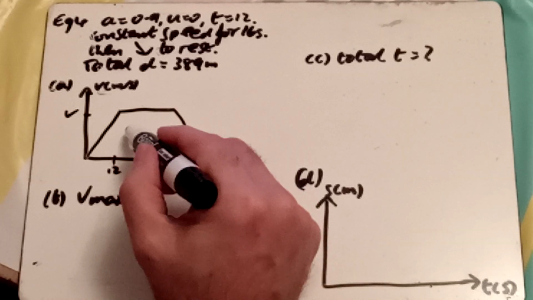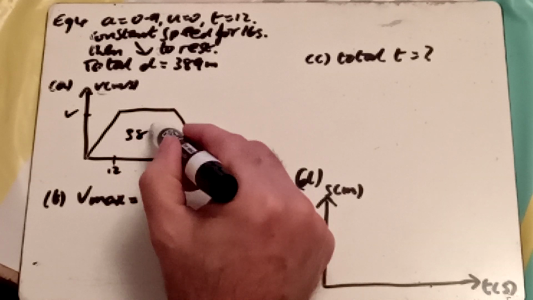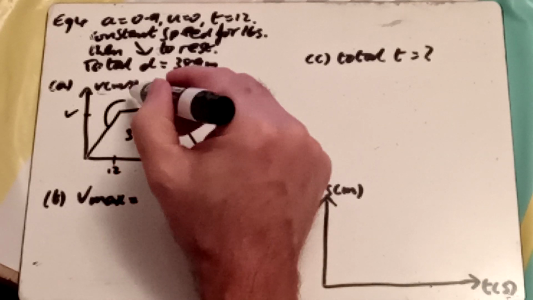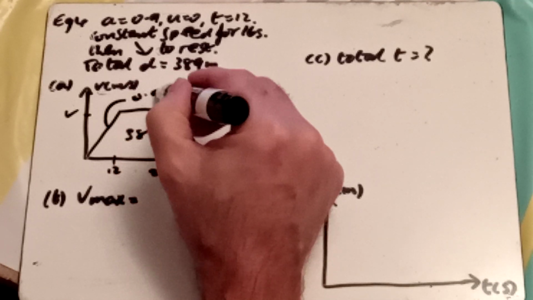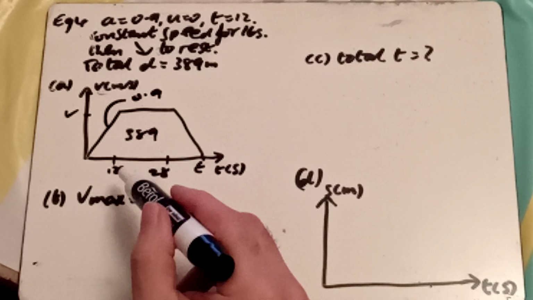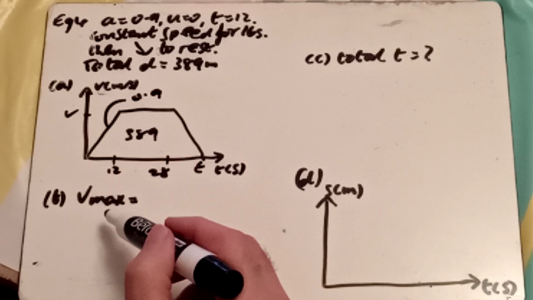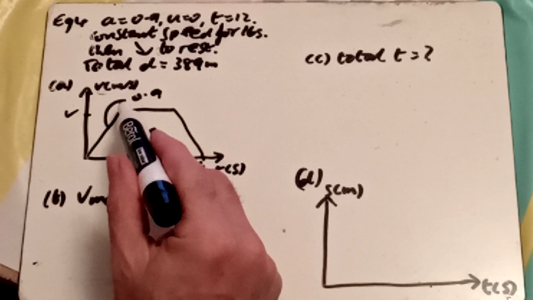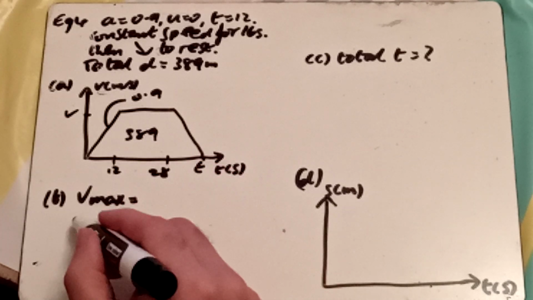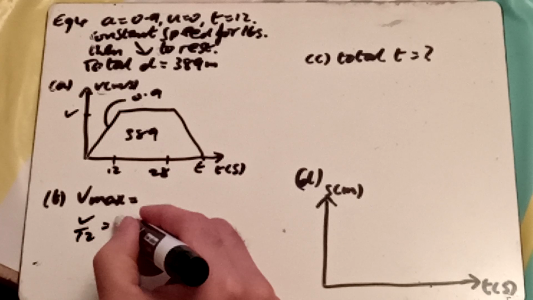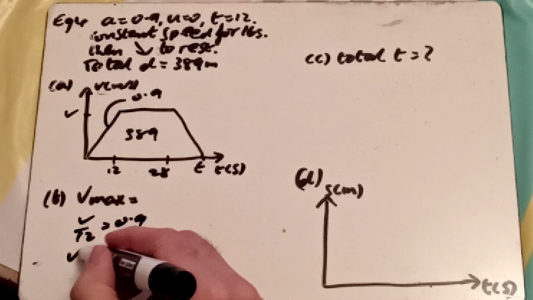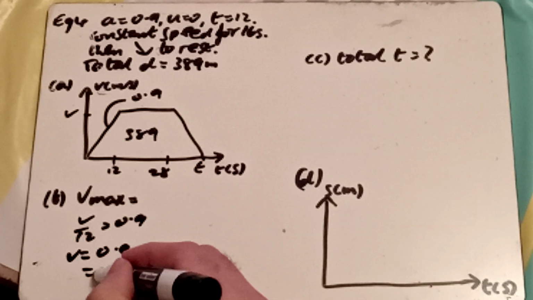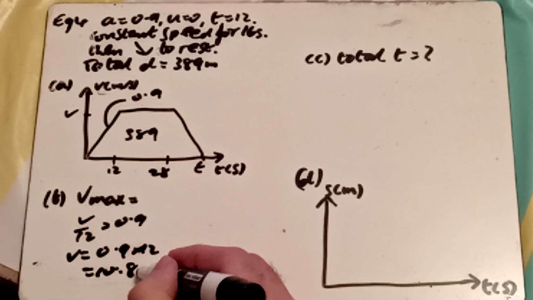I know that the total distance underneath is 389. I know that the acceleration as a gradient is 0.9, and so I can use that to find the maximum velocity, because the acceleration is simply the change of velocity over time. So v over 12 is 0.9, so v is 0.9 times 12, which is 10.8 meters per second.